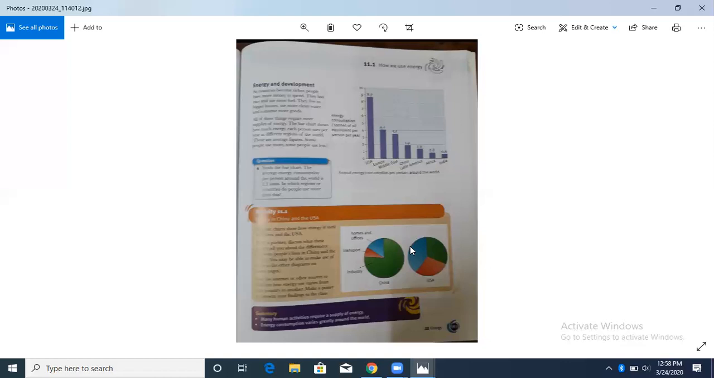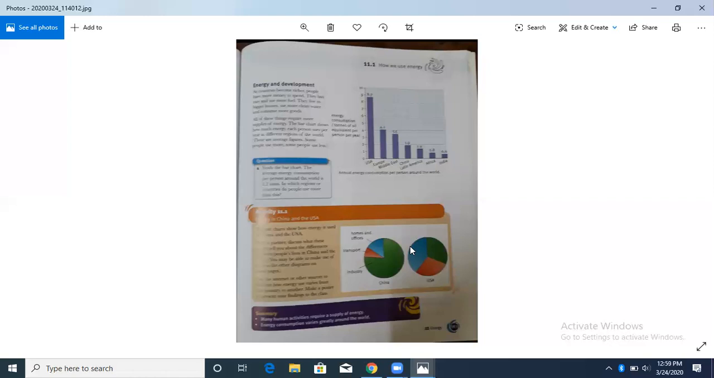Middle East, our area, our country, is 3.5 tons of oil equivalent per person. Then China uses 1.9 tons of oil equivalent per person per year. Latin America uses only 1.4. Africa uses 0.8 tons of oil equivalent per person per year. And India, 0.6. So the bar chart shows how much energy they use per year per person. From this graph you can understand who uses more energy and who uses less.